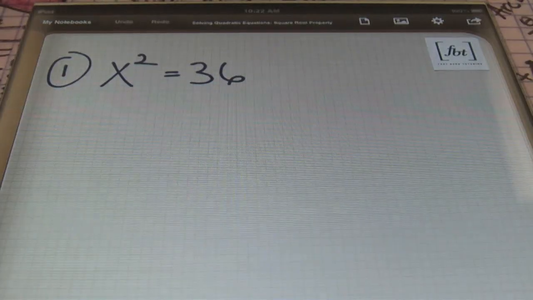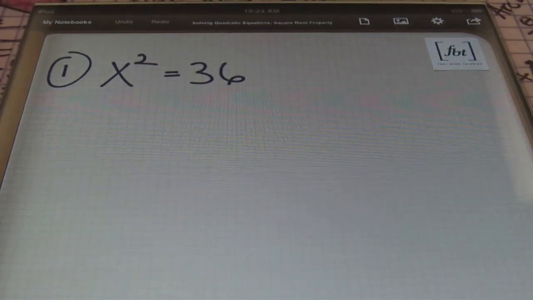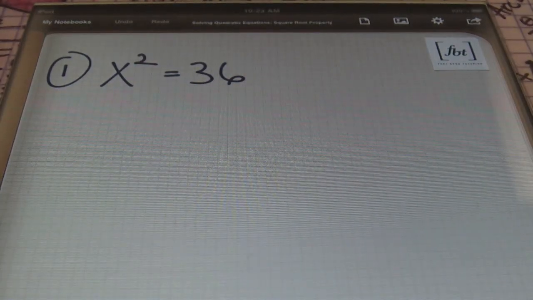All right, ladies and gentlemen, when you're using the square root property, you're solving a quadratic equation, meaning that the highest exponent on the variable is 2. And we can isolate, get by itself, that part of the equation that's being raised to the second power. So, for instance, in problem number 1, I have x squared equals 36. In other words, x to the second power is equal to 36.